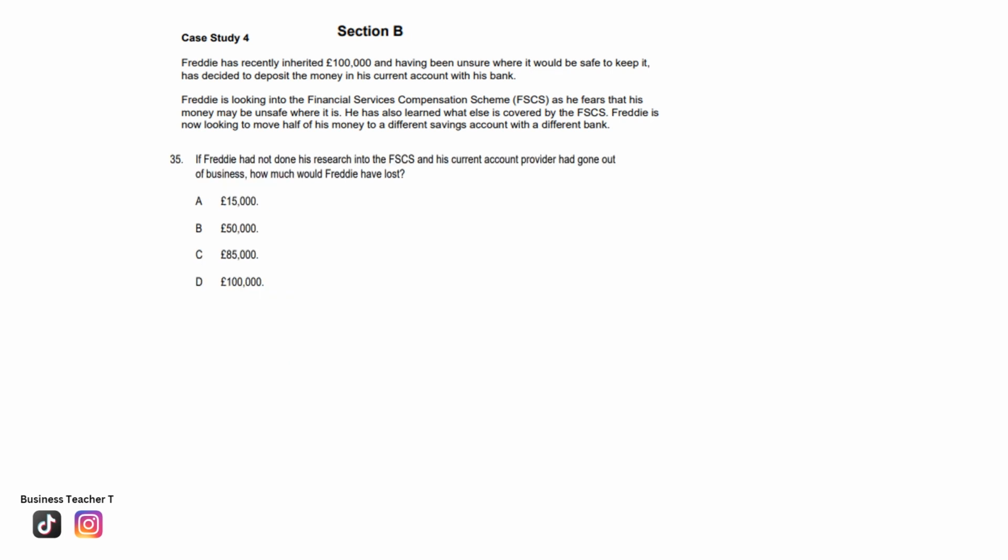If Freddie had not done his research into the FSCS and his current account provider had gone out of business, how much would Freddie have lost? A. £15,000. B. £50,000. C. £85,000. Or D. £100,000. And the answer is £15,000.